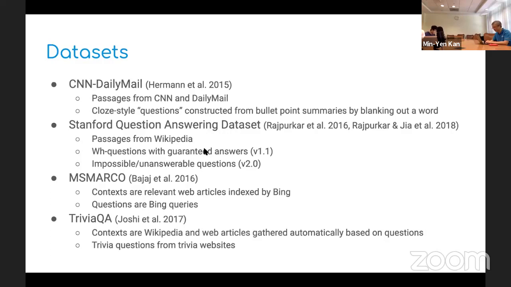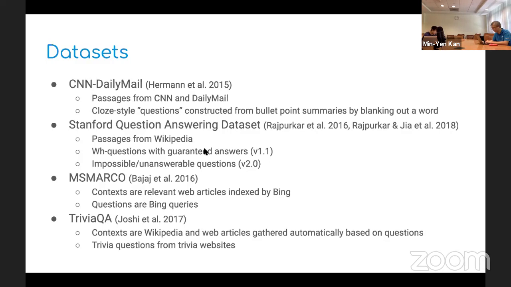There are two versions of this data set. The first one was released in 2016, and it was basically your WH questions: who, what, where, when, how. This version guarantees that the answers can be found in the context. The context is not all the passages from Wikipedia, but one particular passage from Wikipedia. So it's a simpler version of the problem, rather than asking an entire knowledge base a question. In the first version, the context definitely contains the answers.